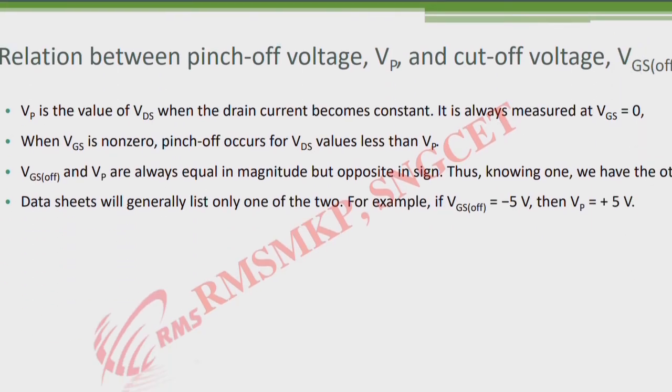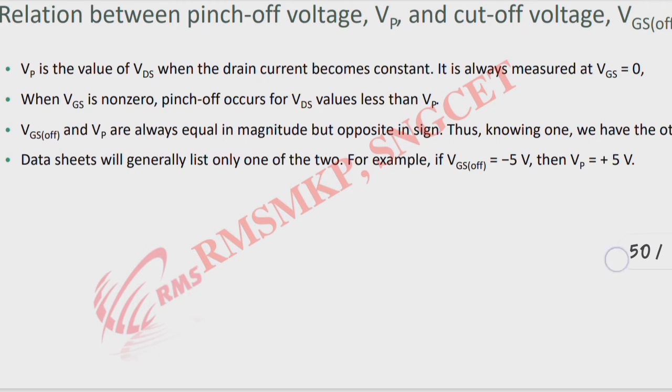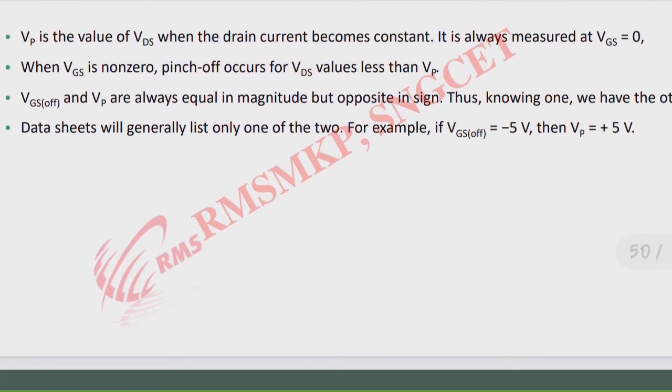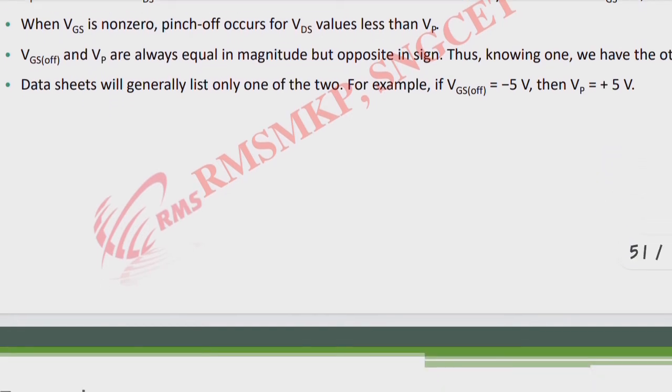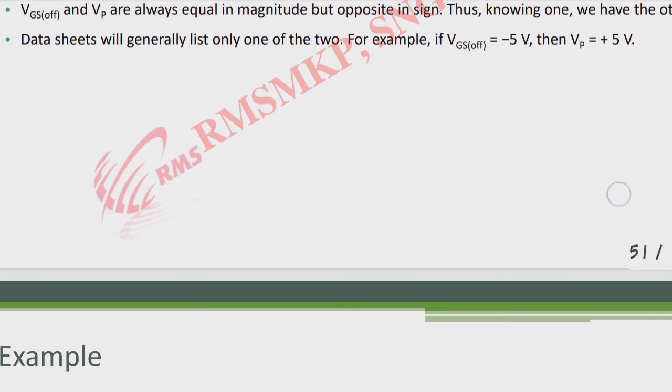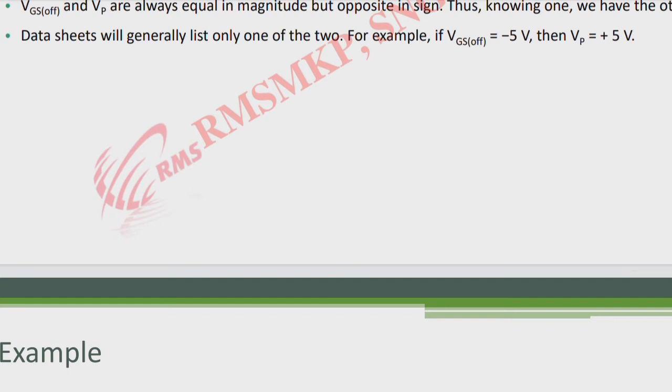Relation between VP and VGS(off). VP is the value of VDS when drain current becomes constant. It is always measured at VGS equal to 0. When VGS is non-zero, pinch-off occurs for a VDS value less than VP. VGS(off) and VP are always equal in magnitude but opposite in sign. Thus, knowing one we have the other. Data sheets will generally list only one of the two. For example, if VGS(off) is equal to minus 5 volt, then VP is equal to plus 5 volt.